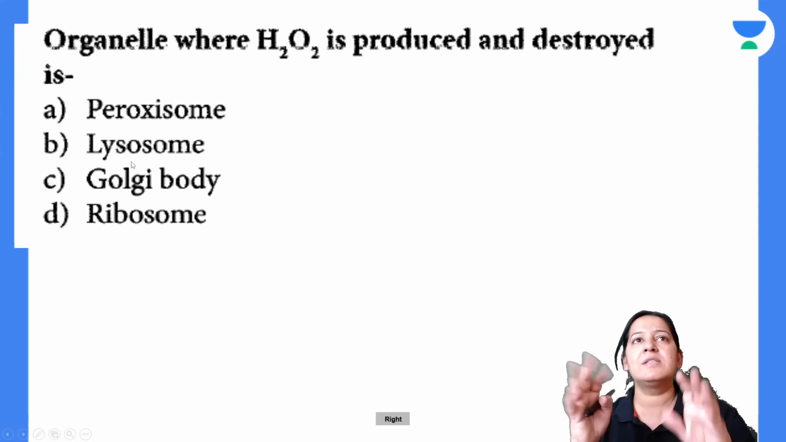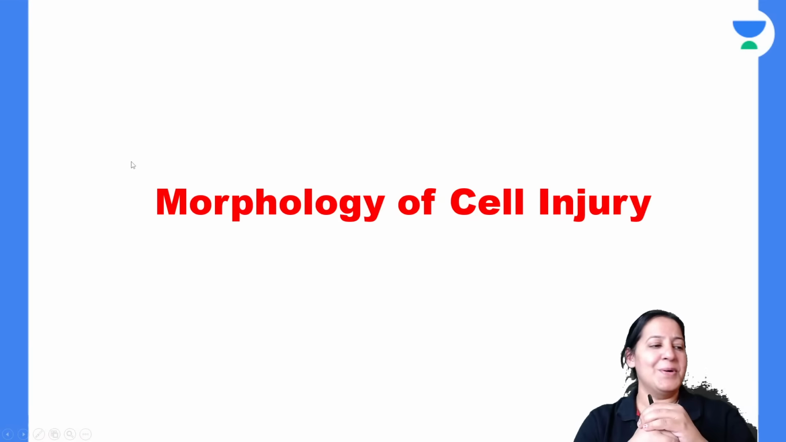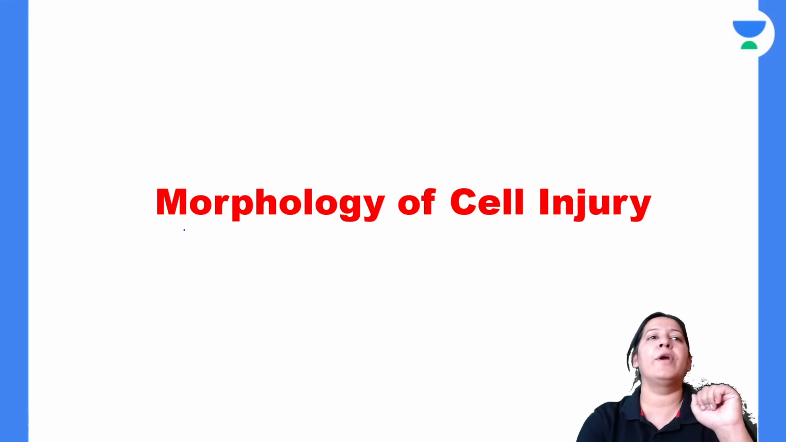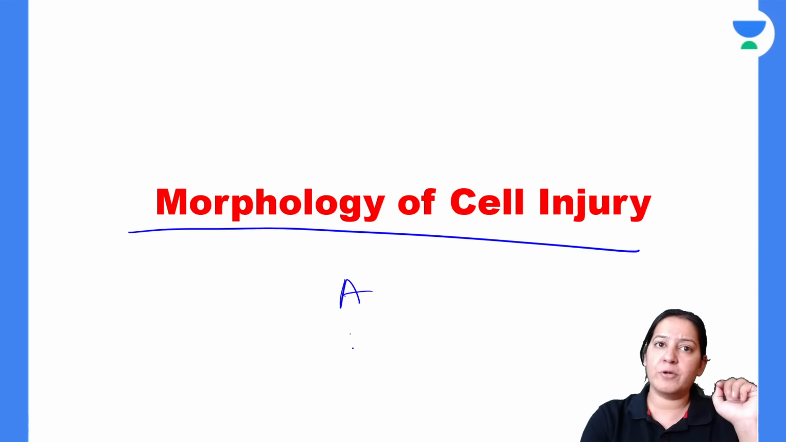Should I proceed? This is the next question in front of you. Okay, leave this one. So I have taught you the various mechanisms of the cell injury. In the next lecture, I'm going to teach you the morphology of the cell injury along with the cell death, that is apoptosis and necrosis.